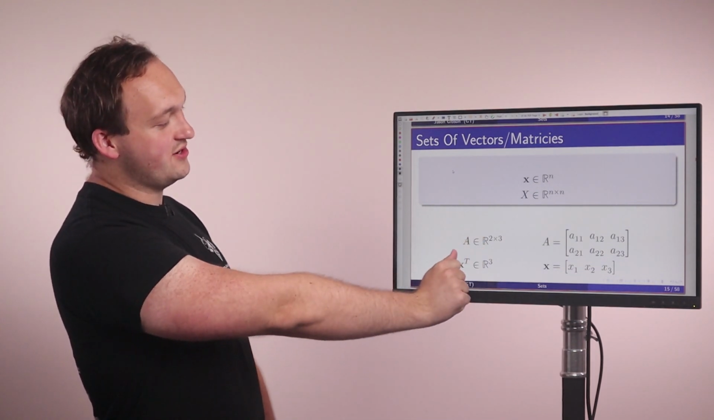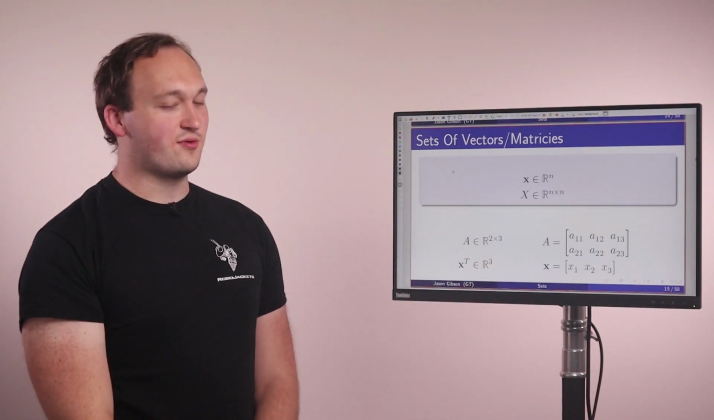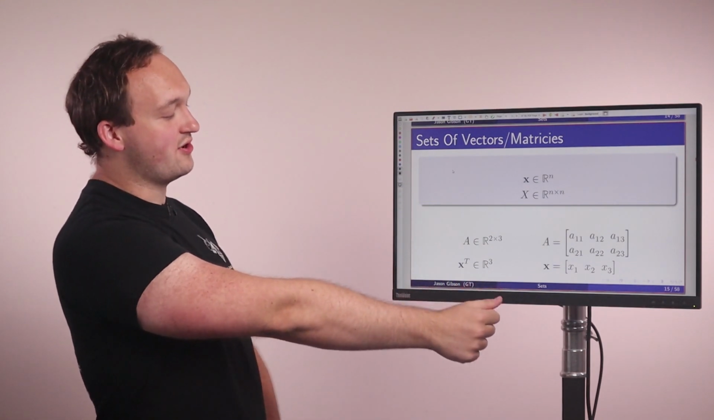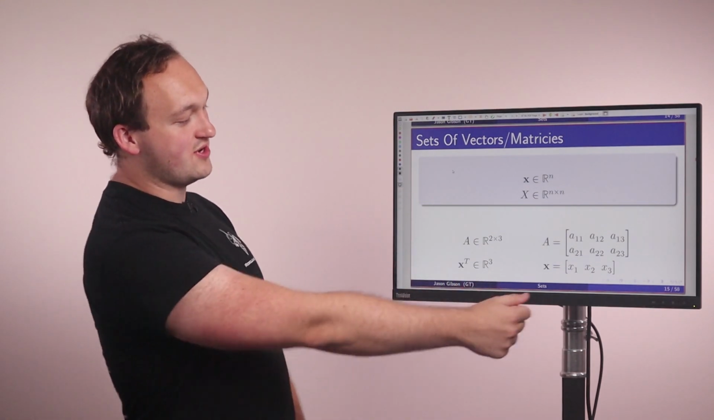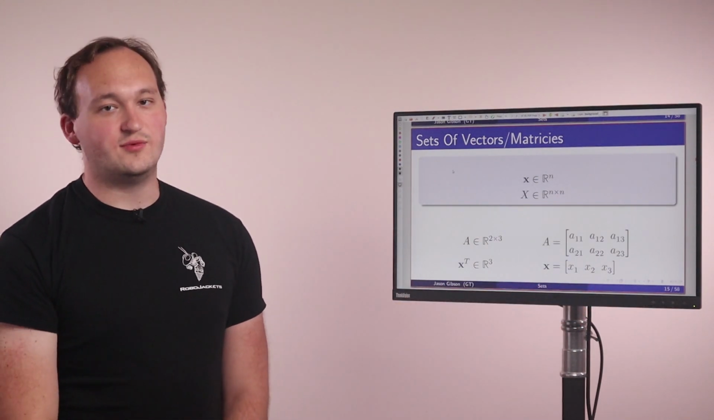And what you're seeing here is, A is 2 by 3. So this is some matrix of 2 by 3 where each element is a real number. Or you have some X transpose belongs to R3. So you have X written out. X is just a vector of length 3 with 3 elements, and all of them are real numbers.